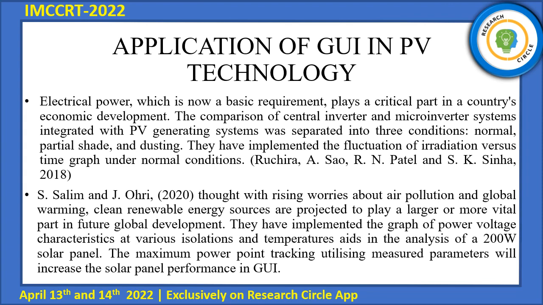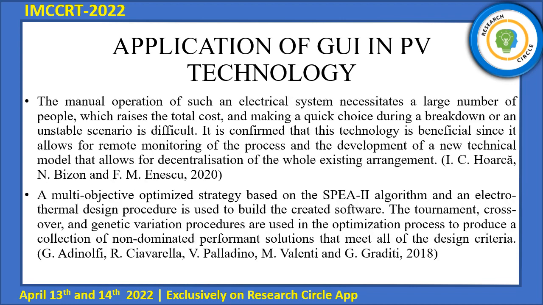With rising worries about air pollution and global warming, clean renewable energy sources are projected to play a larger or more vital part in future global development. They have implemented the graph of power voltage characteristics at various irradiations. So the maximum power point tracking utilizing measured power meters will increase the solar panel performance in the GUI. The manual operation of such an electrical system necessitates a large number of people, which raises the total cost, and making a quick choice during a breakdown or an unstable scenario is difficult.